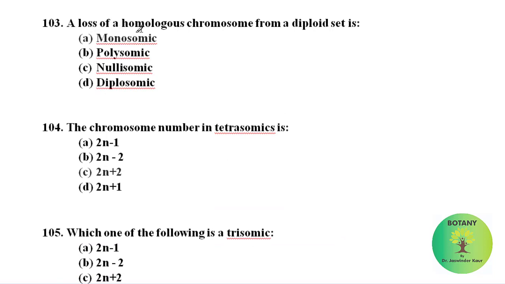A loss of a homologous chromosome from a diploid set will be called monosomic, as there is a loss of a single chromosome, not a set of chromosomes, and it is represented by 2n minus 1. Tetrasomic is a type of aneuploidy where there is a gain of 2 extra chromosomes of the same type and it is represented by 2n plus 2.